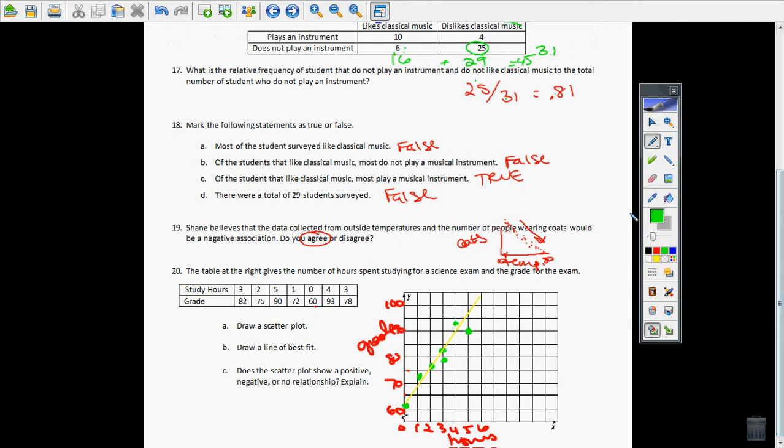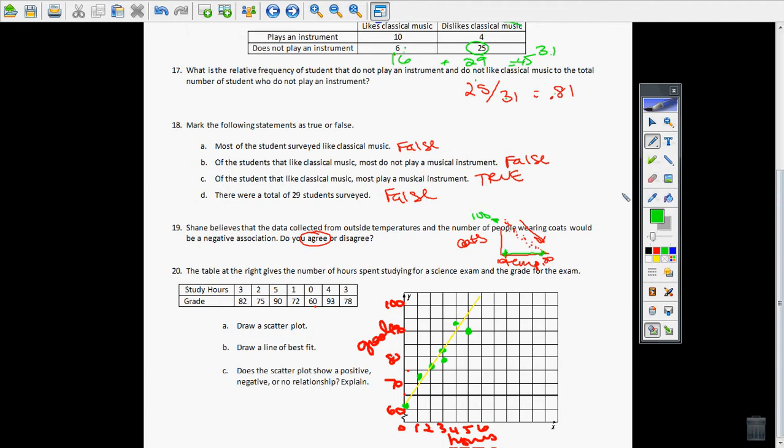Number 19. Shane believes that the data collected from outside temperature and the number of people wearing coats would be a negative association. Do you agree or disagree? So what it says here is if you have temperature, so imagine this number right here is like 10 degrees and this number is 80 degrees, and here's coats. So this is like 100 people wearing a jacket. Well, if it's 10 degrees outside, you're probably going to have 100 people wearing a jacket. But if it's 80 degrees outside, you may have 1 or 2 people wearing a jacket. So as temperature increases, the number of people wearing a coat decreases. So that's a negative association. It's kind of going down.